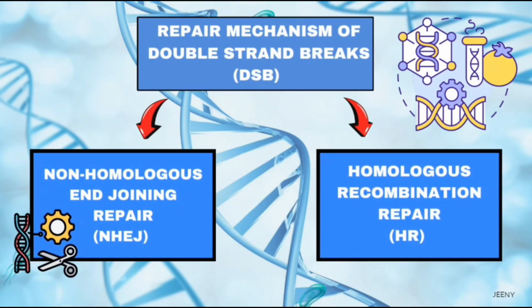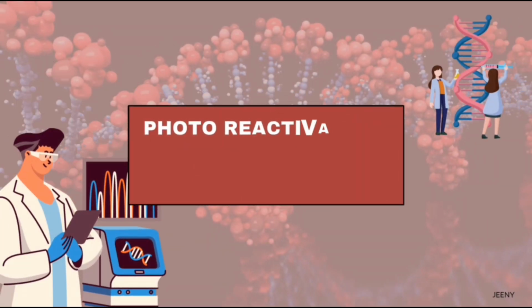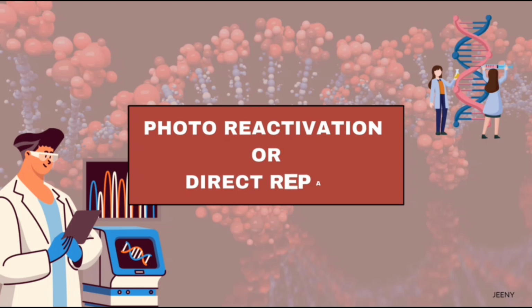When both strands of DNA break, the cell uses non-homologous end joining to quickly reconnect the ends, though it can cause small errors. Homologous recombination is more accurate and uses a sister chromatid as a template for repair. Photoreactivation is a light-dependent repair where an enzyme called photolyase reverses UV damage like thymine dimers. Direct repair also includes enzymes like methyltransferase that remove harmful chemical groups from DNA bases.